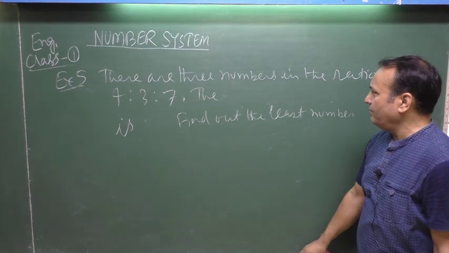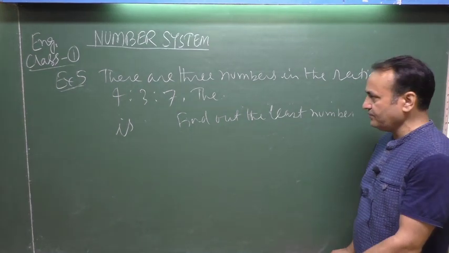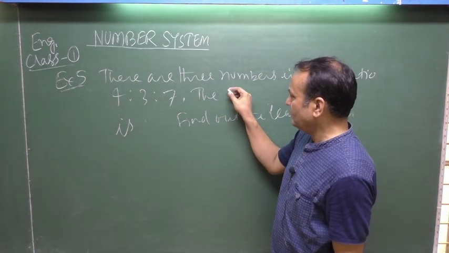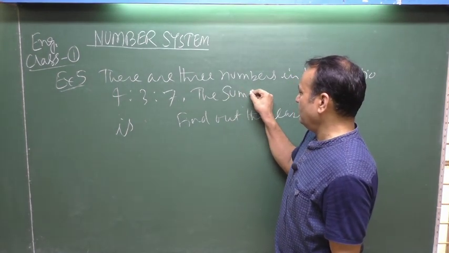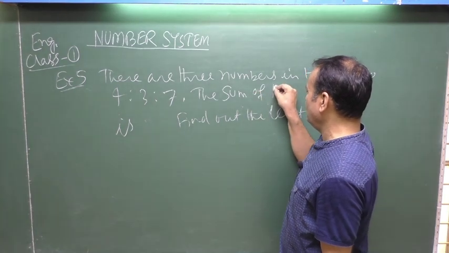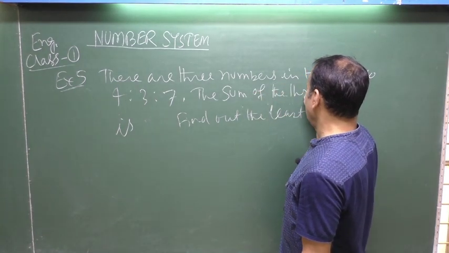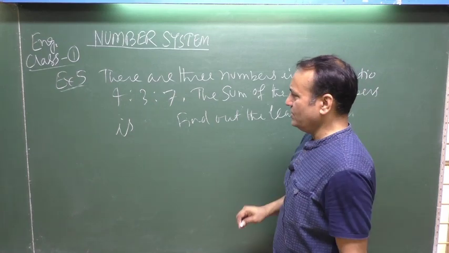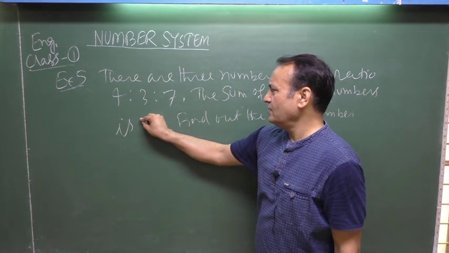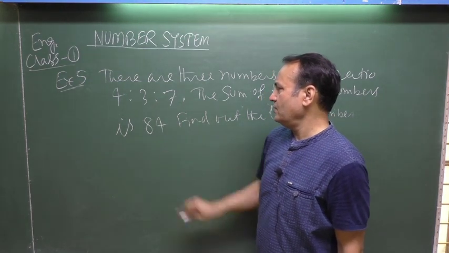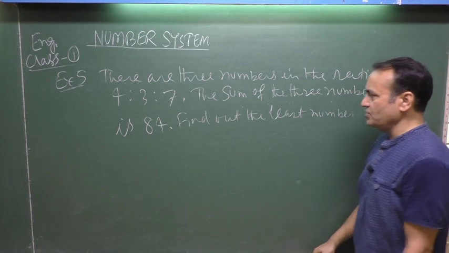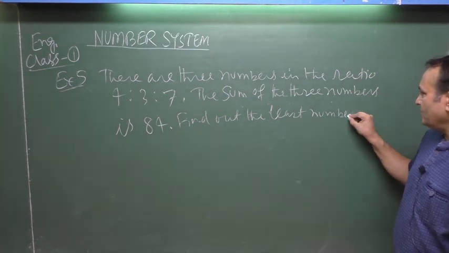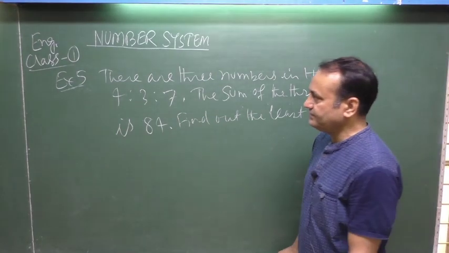There are 3 numbers in the ratio 4, 3, 7. The sum of the 3 numbers is 84. Find out the least number. See here. Example 6.